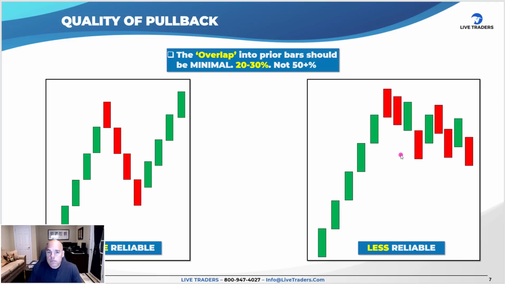All right? So, quality of pullback. Note the overlap on the left. Not so much, not so big, not so great. That's good. That's good. Why? Because there's no battle on the pullback, so there shouldn't be a battle on the way back up.